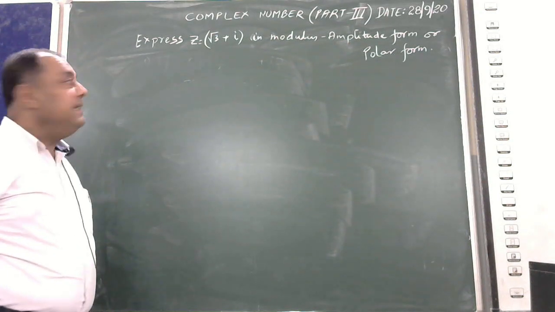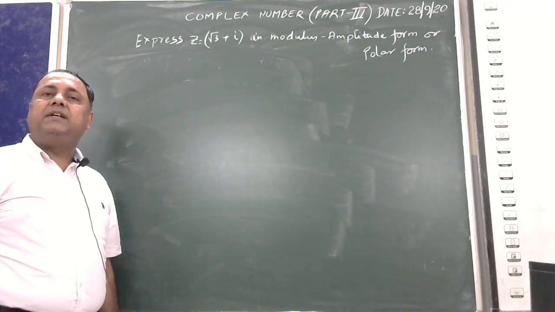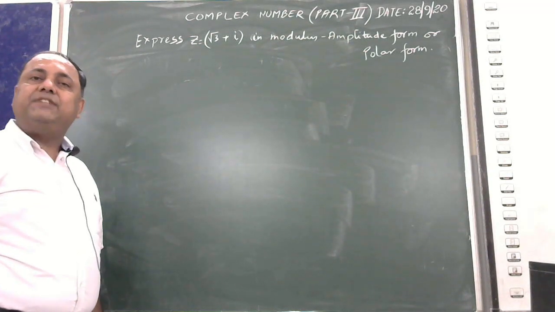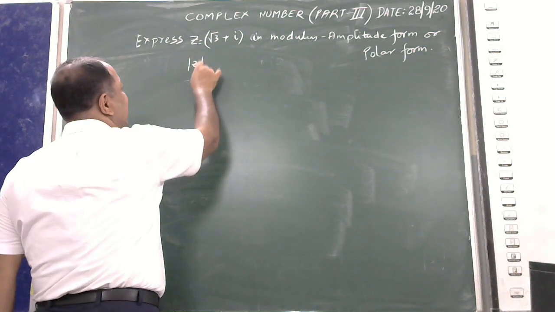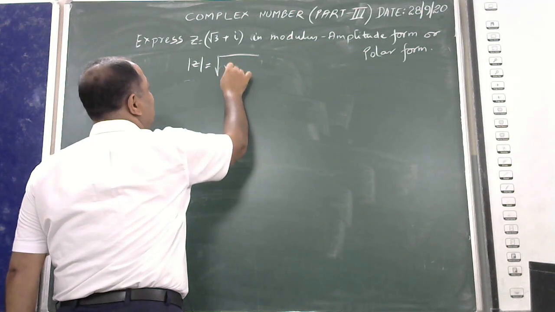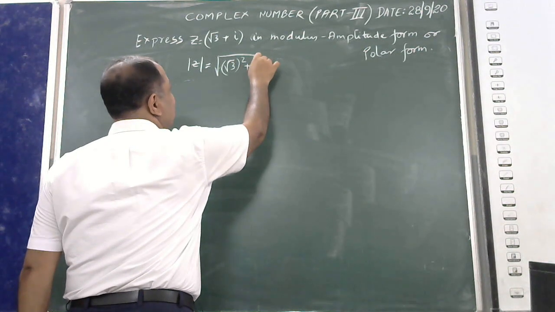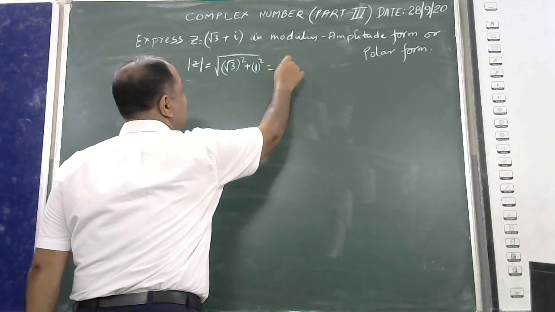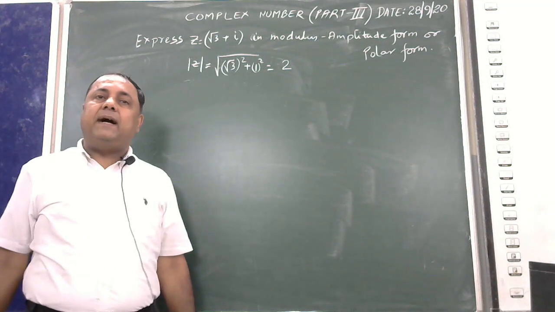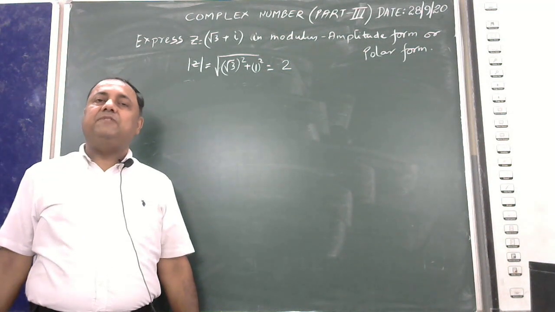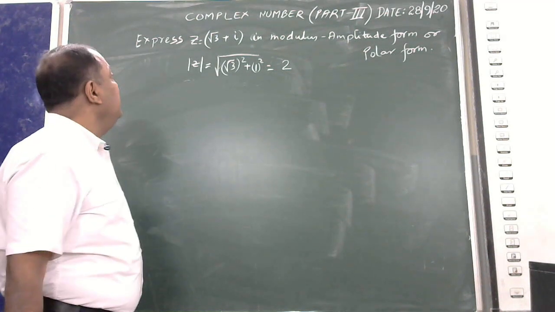Now, z is equal to root 3 plus i. First and foremost, I will determine its modulus. Mod z is root over root 3 square plus 1 square, is equal to 2. I have obtained the modulus of this complex number: mod z is equal to 2.